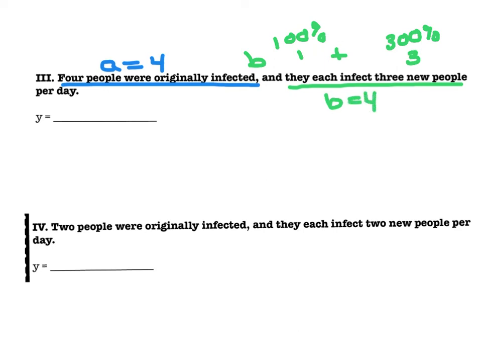So now as we go to write our equation, our initial value is 4 with a growth factor of 4 more raised to the power of x representing the number of days. Okay, you guys try the next one.